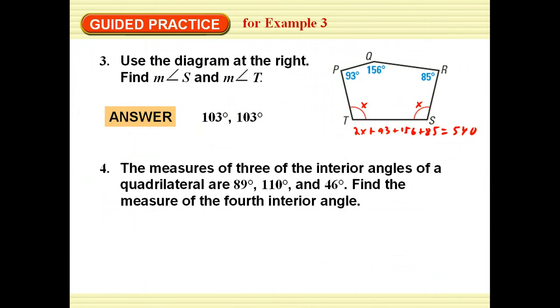The measures of 3 interior angles of a quadrilateral are 89, 110, and 46. Find the measure of the fourth. Since I have 4 sides, then I know that my sum is 360. So when I subtract, I get 115.